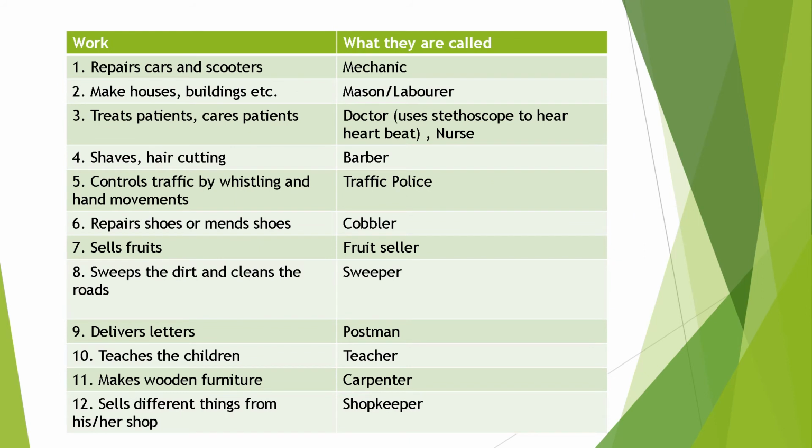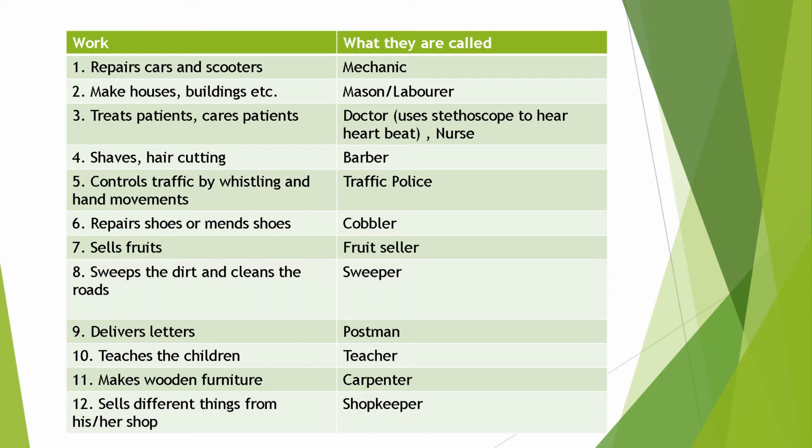One more table I have given where work is written in one column, and in another column what they are called. So who repairs cars and scooters? It is a mechanic. Who makes houses, buildings, etc.? Mason or laborer. Who treats patients? It will be a doctor, who uses a stethoscope to hear the heartbeat. Who cares for patients? A nurse cares for patients.